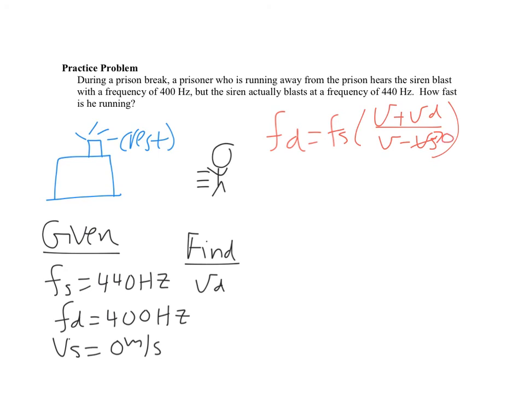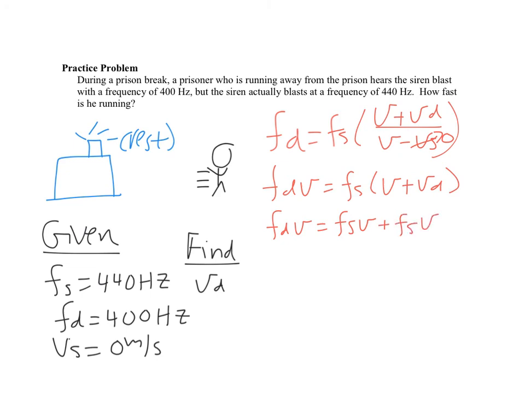And I'm going to isolate and solve for Vd. So FdV equals Fs times V plus Vd. Just brought the V over to the other side. Let's isolate Vd. So FdV equals FsV plus FsVd. FdV minus FsV over Fs equals Vd.